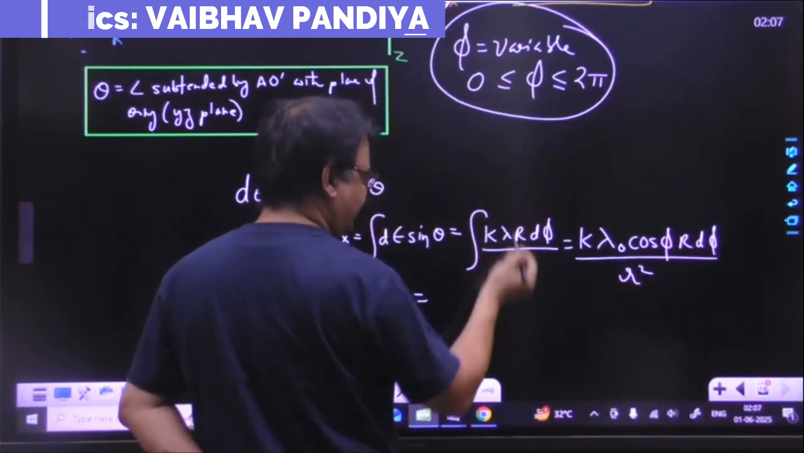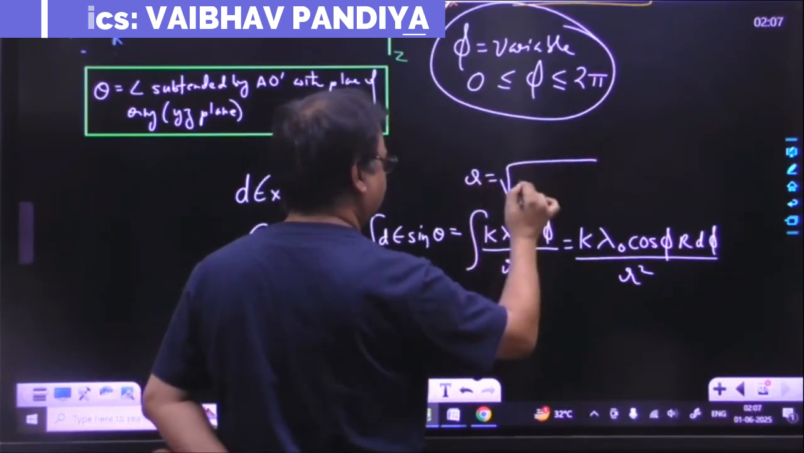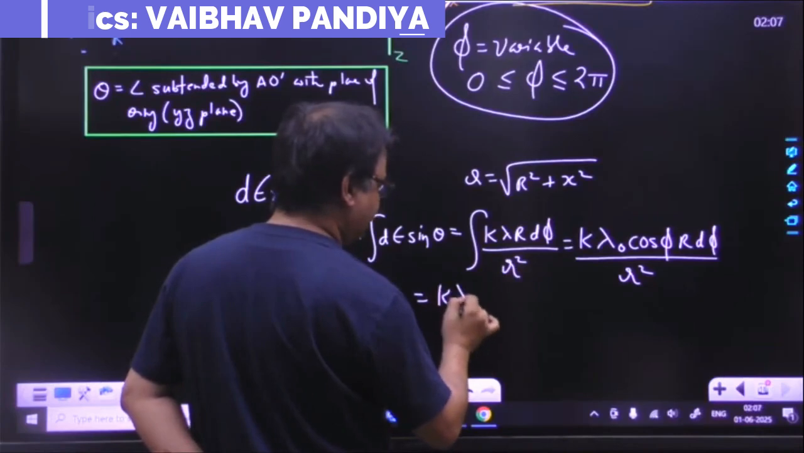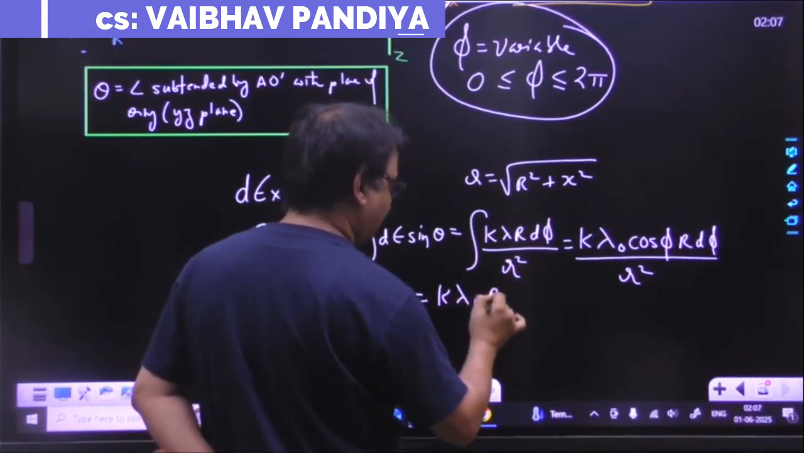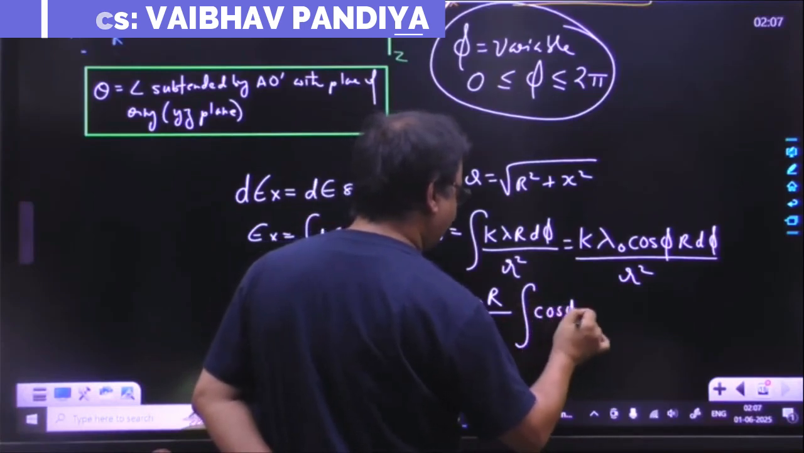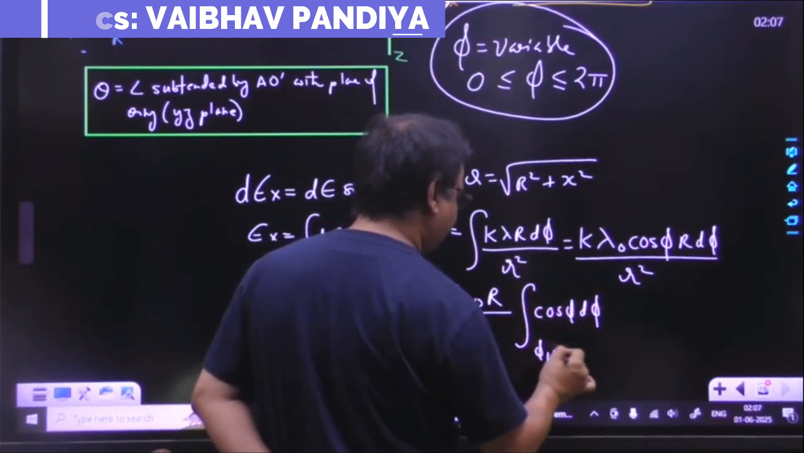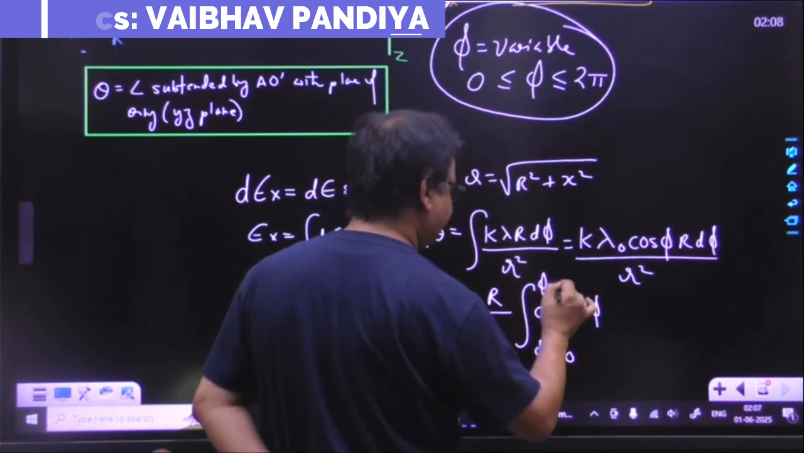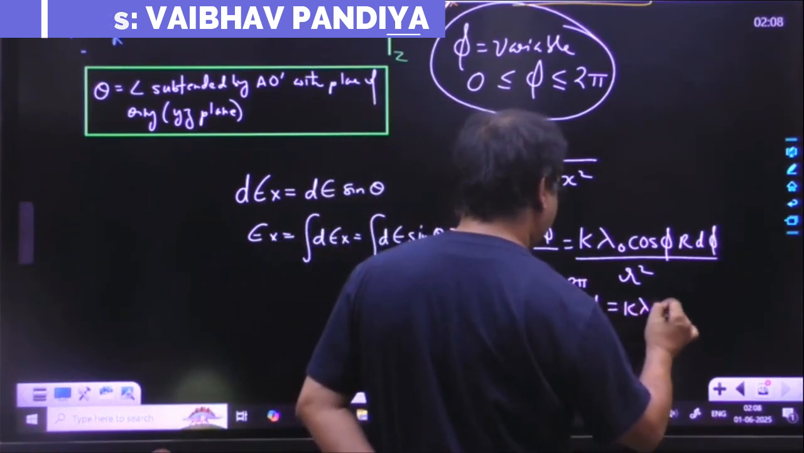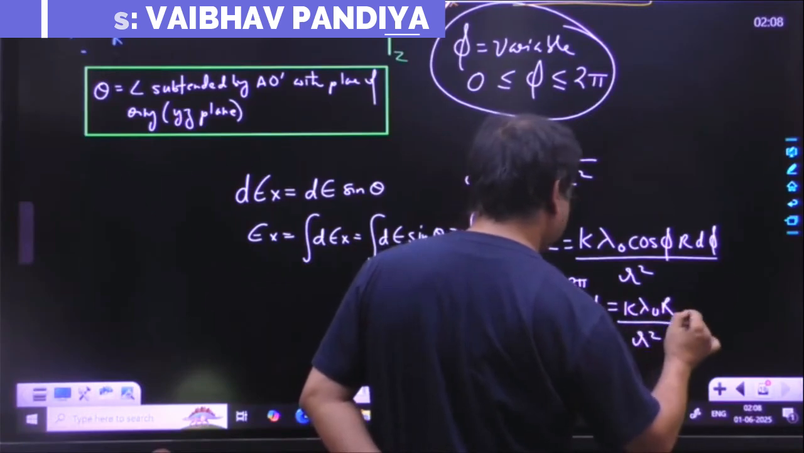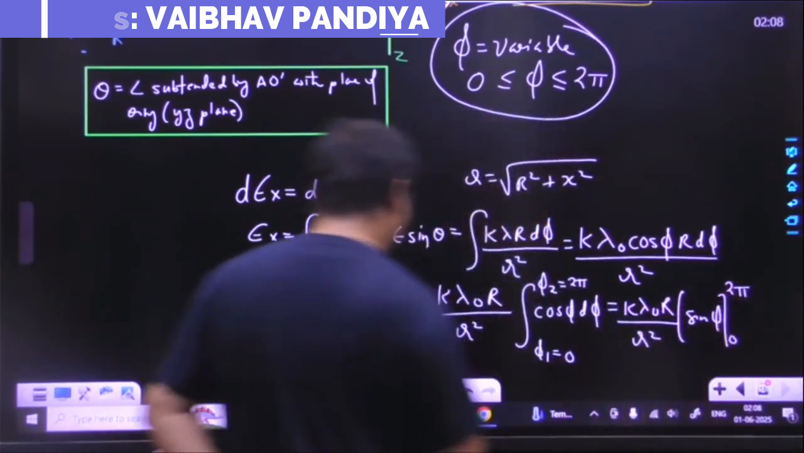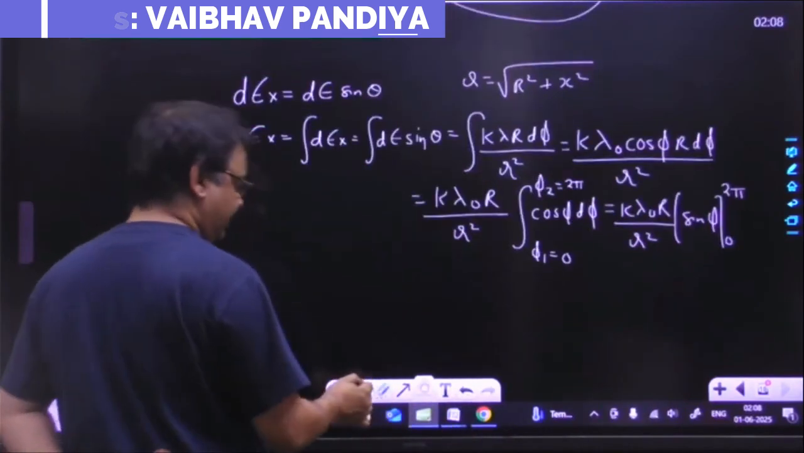Yes, r is a constant because r is what? R square plus x square. So this will be taken out of the integral. So we'll get k lambda naught r divided by r square. What is left is cos phi d phi, with limits from 0 to 2 pi, and the integral of cos is sine. So we'll get k lambda naught r divided by r square sine phi within the limit of 0 to 2 pi.